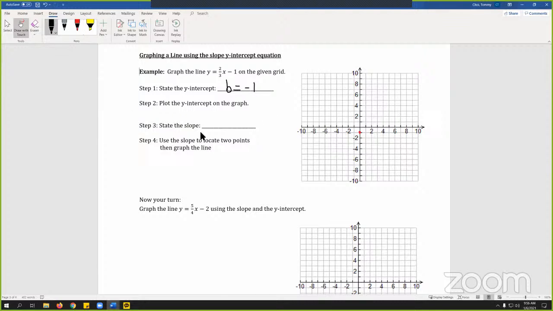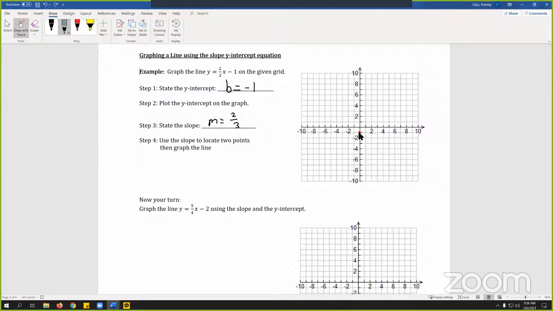Next, it asks us to find the slope or state the slope. The slope is going to be 2 over 3. And Mercel said it in the chat. And that's the value in front of x. So the slope is 2 over 3. And now we're going to use it to find our next point on the graph.